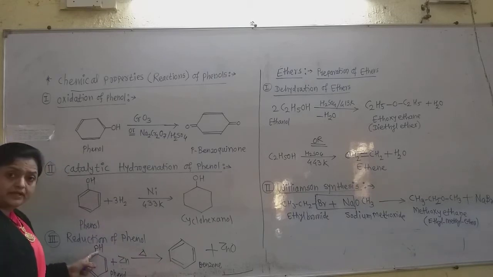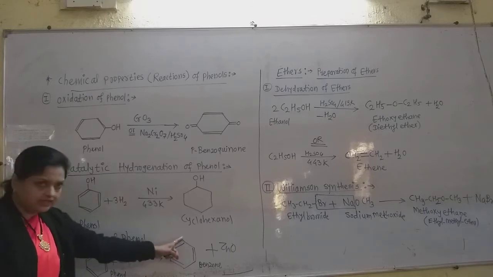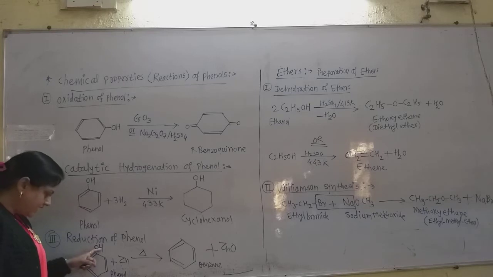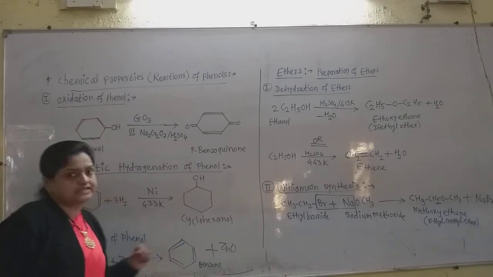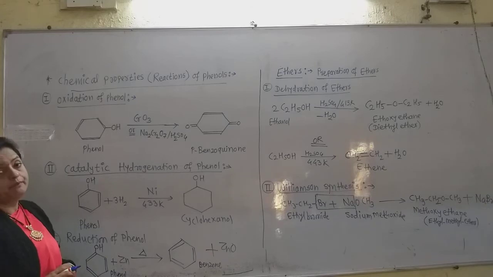This OH group is replaced here, and the hydrogen attaches to this benzene ring on this carbon, because the OH group is removed, but the hydrogen is again attached. And this oxygen and this zinc form the byproduct zinc oxide. Now these are the chemical reactions of phenols.